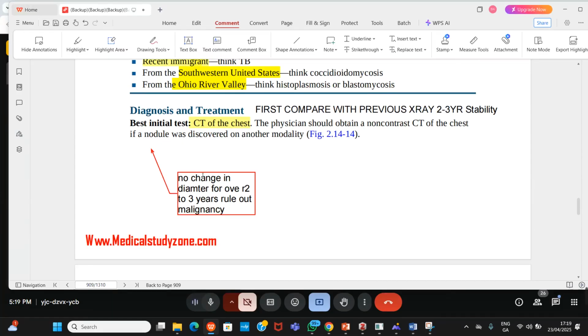Someone wants to give an example of southwestern? Anybody knows? Because I know many people here are from the US.